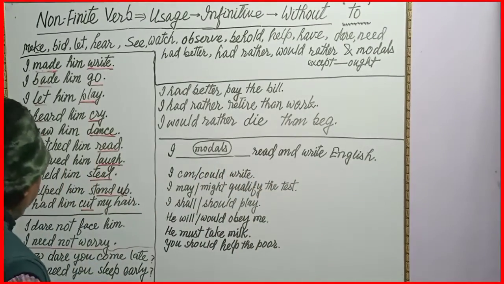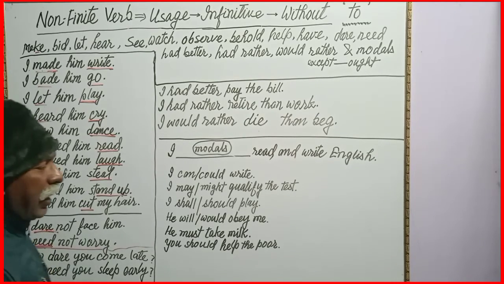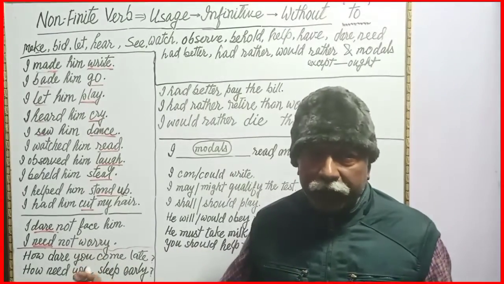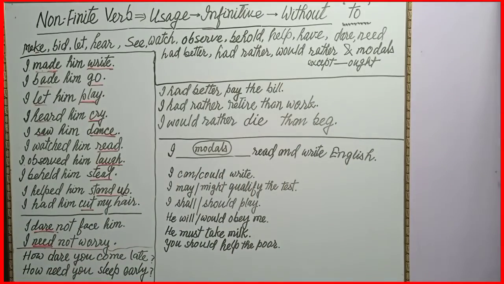Next, I would like to tell you about dare and need. They are modals. If dare or need is used as a modal in a negative or interrogative structure, it doesn't take "to" infinitive. I dare not face him. "To" infinitive will not be used. I need not worry. घबराने की जरूरत नहीं है. In the negative structure, dare not, need not, it is treated as a modal and doesn't take any "to" infinitive. Need not worry, not "to worry".